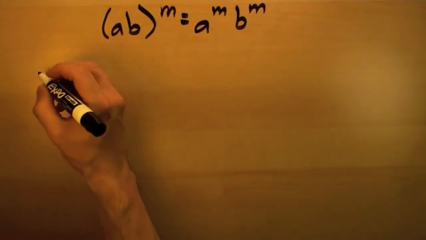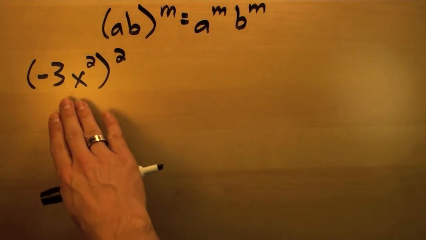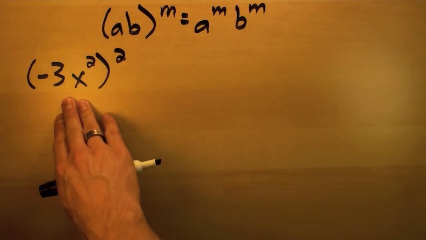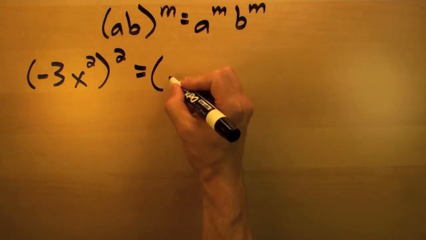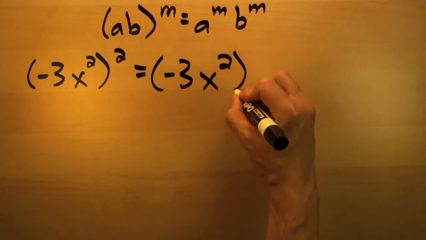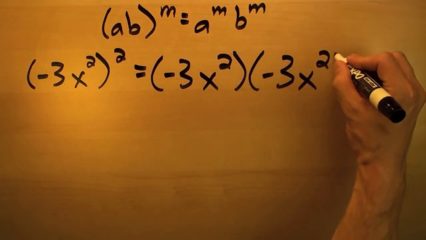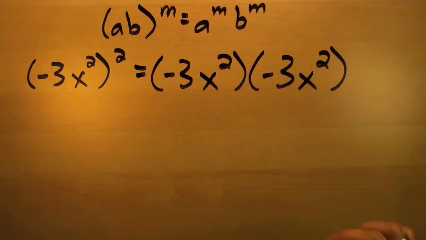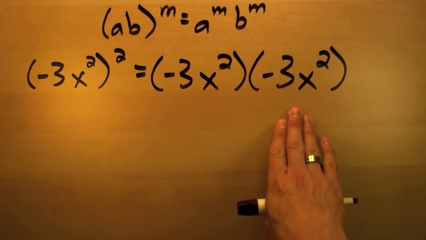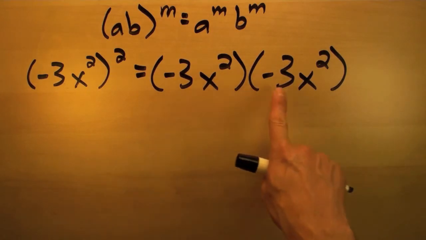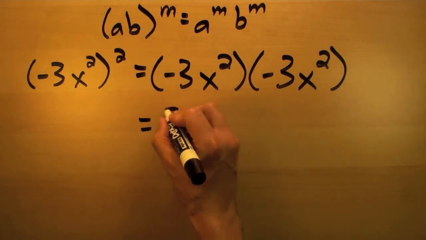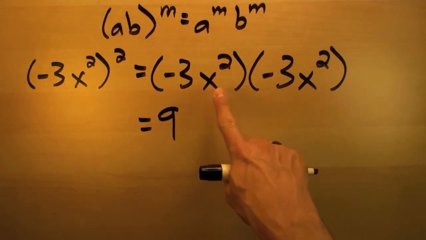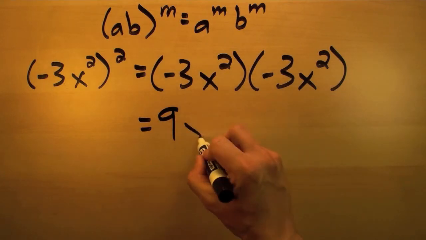So to see this in action, let's look at negative 3x squared, squared. So this really means negative 3x squared times negative 3x squared. Well, we have a negative times a negative, so we already know that our final answer is going to be positive. And when we combine the 3 and the 3, that gives us 9. And when we combine the x squared and the x squared, we're going to get x to the 4th.